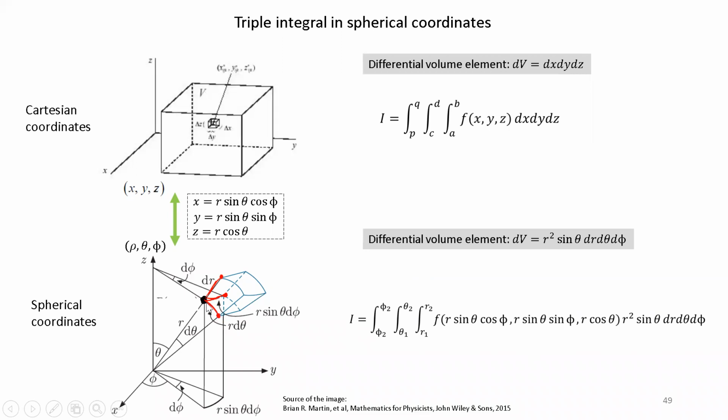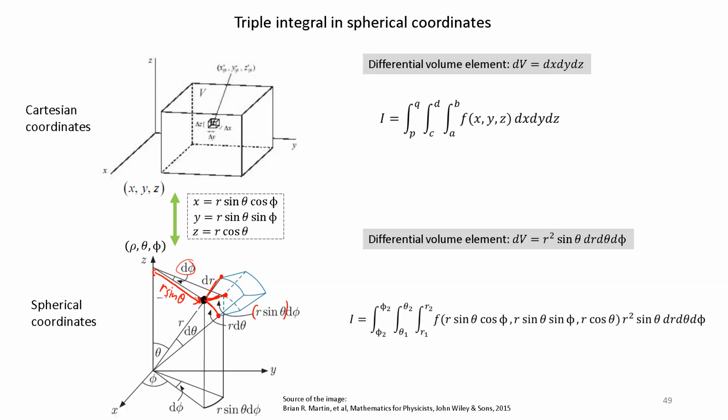So in the second case, the length of this circular arc is simply given by r d theta. But in the third case, we need to be careful. The length of this small circular arc is given by r sine theta d phi. So what is this r sine theta? This is r sine theta, and this is d phi. So that's why this one is r sine theta times d phi.